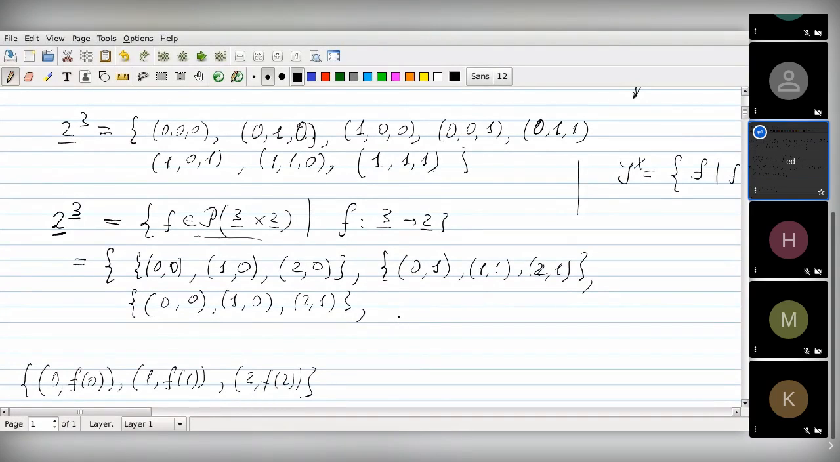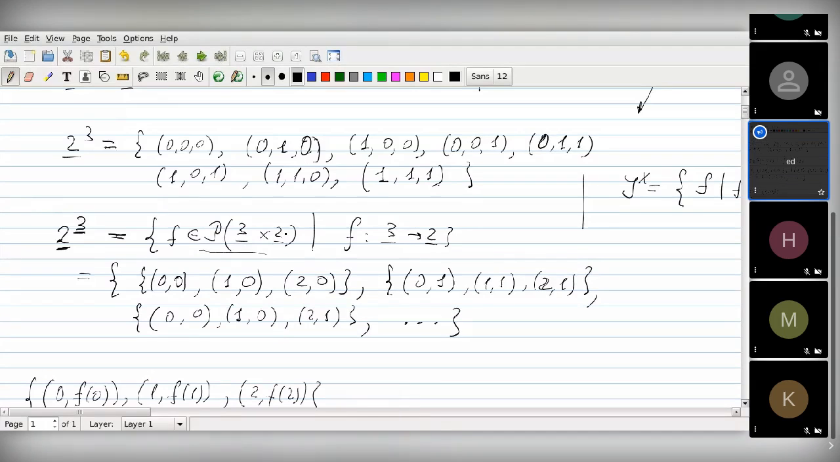8. 8. But why is it so? So 8 functions and 8 triplets. But does there exist any natural correspondence between triplets and functions? Of course there is.